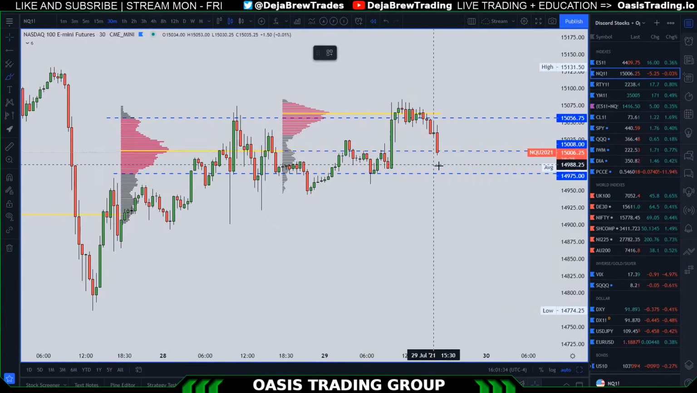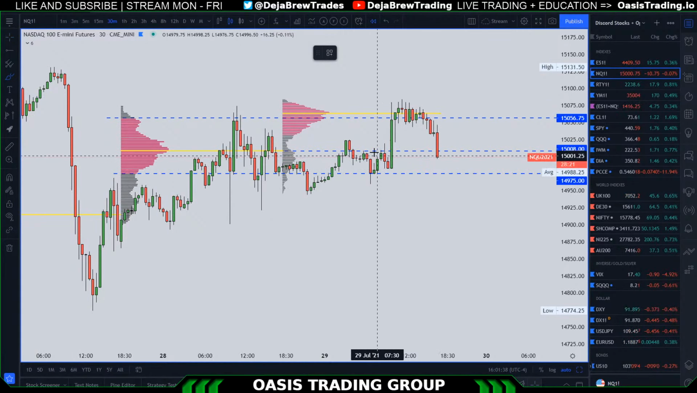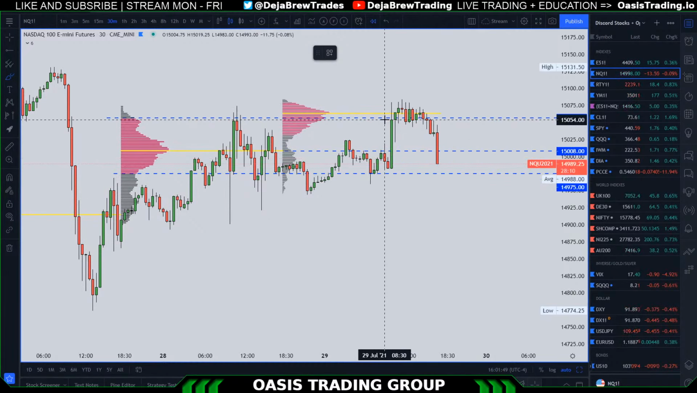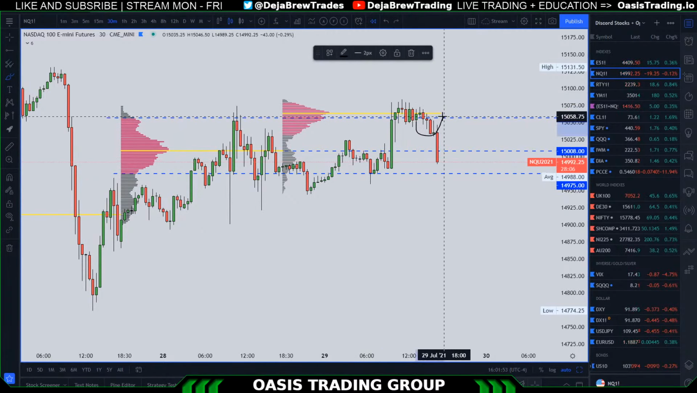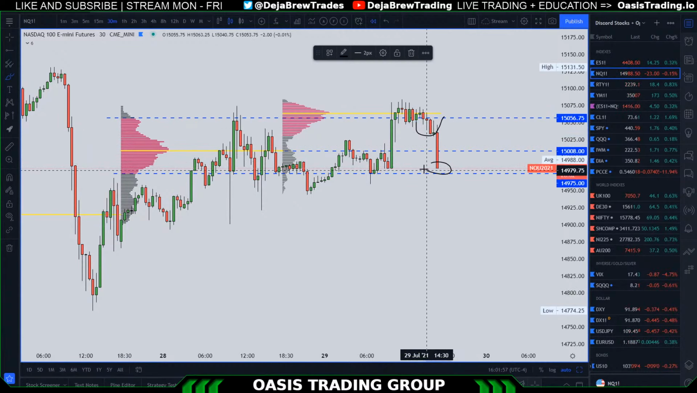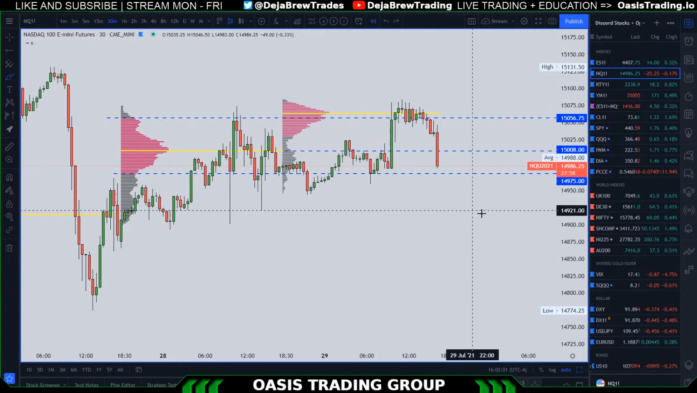What have I been telling you all week? Look for retraces, right? If you retrace the profile, you have an 80% chance of getting to the other side of the profile. So we tried to break out of this profile, could not do it, and retraced back inside of it with that strong continuation candle there. And now look at what we're doing. There's your 80% trade. It's almost there.